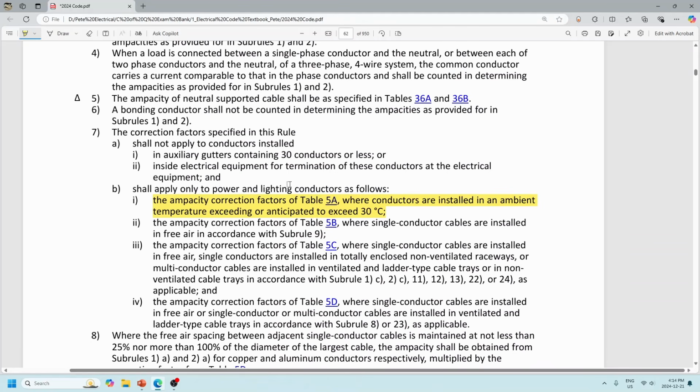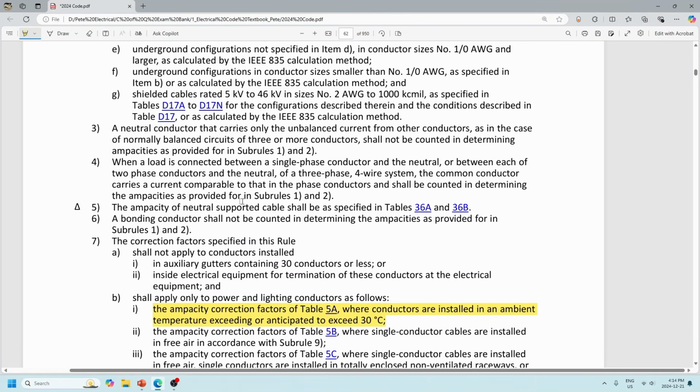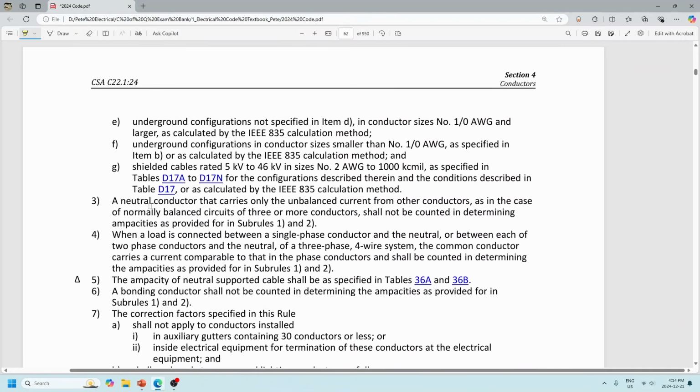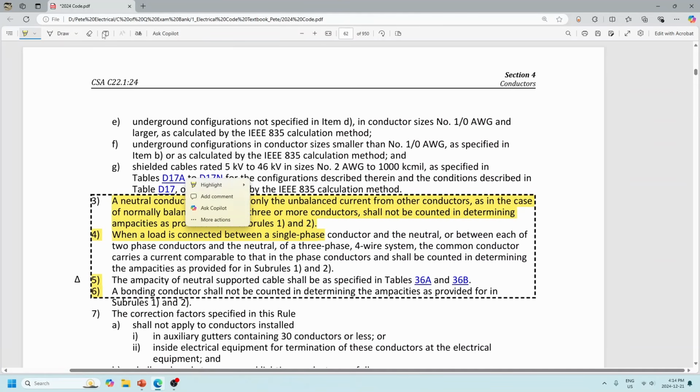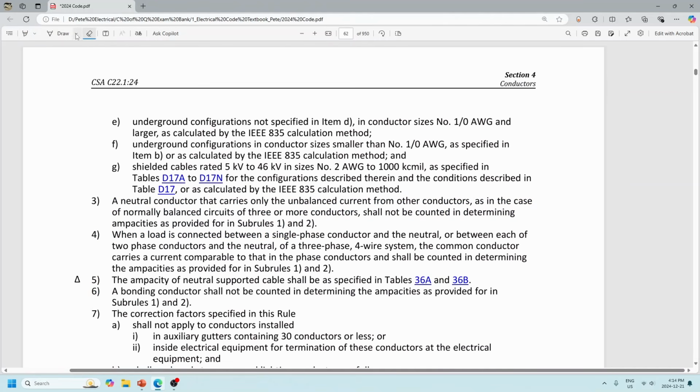Okay, one of the questions that will probably come up in the comment section is whether the neutral current is going to be used for determining ampacity. So the rule for that is subrule 3. Sorry, my highlighter crapped out on me. So subrule 3, neutral conductor that carries only the unbalanced current from other conductors, as in the case of normally balanced circuits of 3 or more conductors, shall not be counted in determining ampacities as provided in subrules 1 and 2. So if you have a 120/240 install, the neutral is going to carry the unbalanced loads, right?